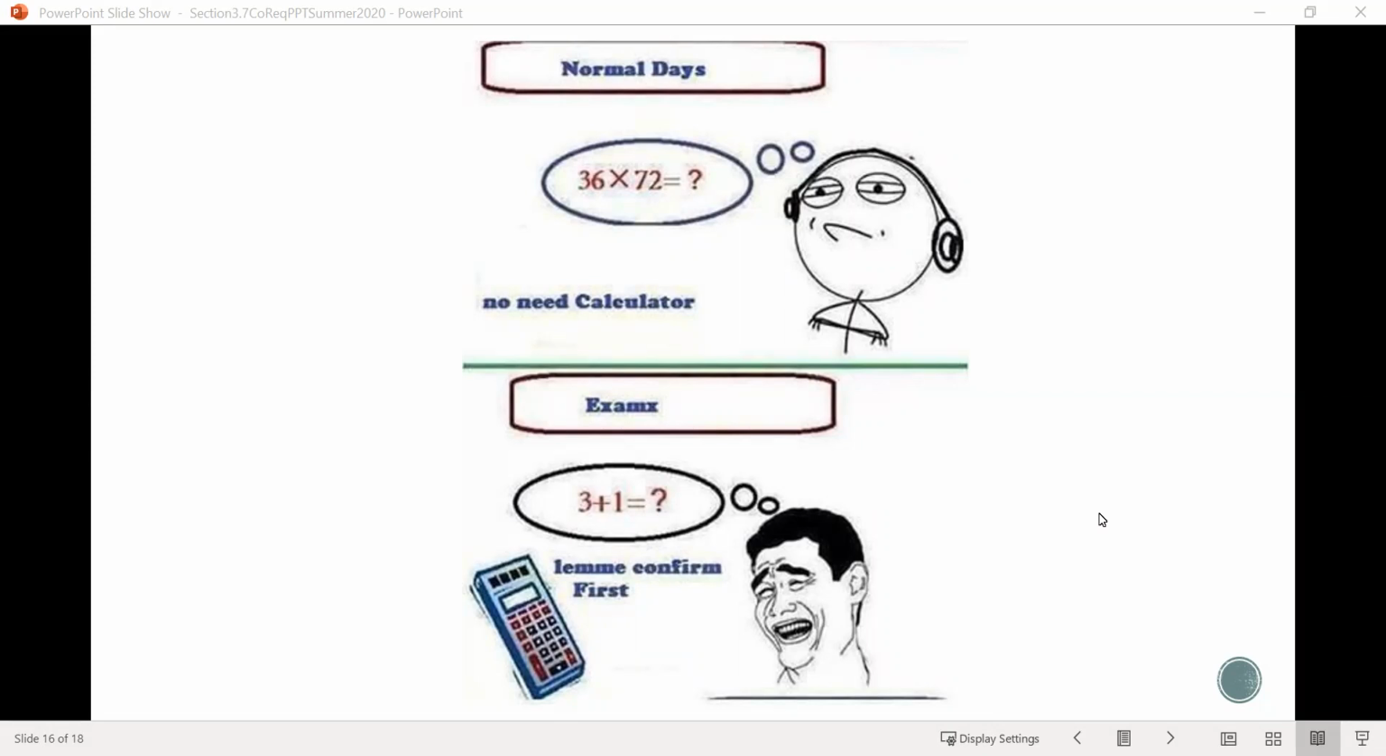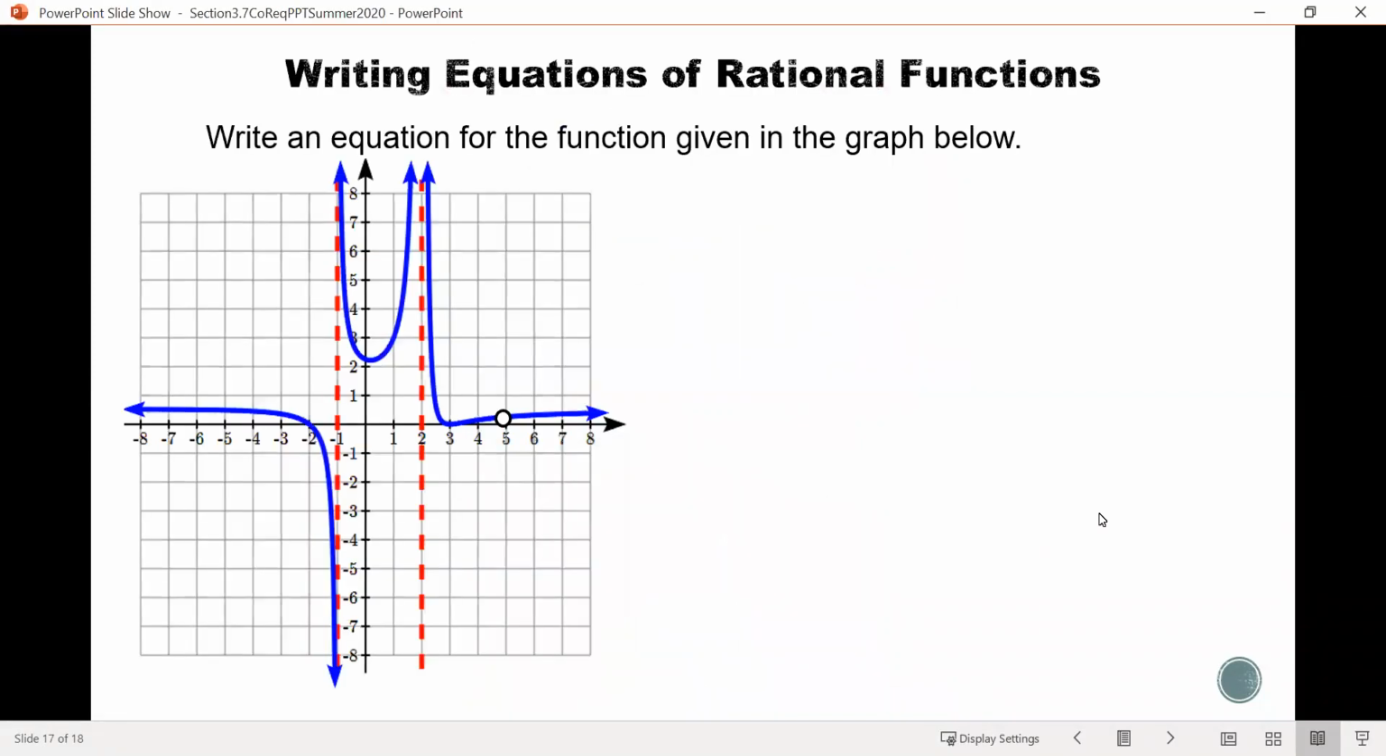Finish up our study of rational functions here, looking at how to write the equation of a rational function given the graph. So let's get into it. So here on the left, we have a rational function, and we're asked to write the equation of it. And since they didn't tell us what it's called, I'm going to call it g of x.